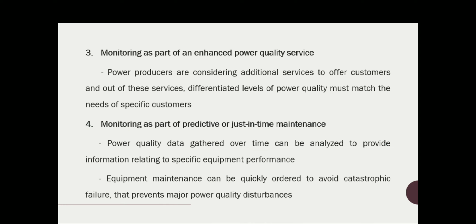Then the next one is monitoring as a part of predictive or just-in-time maintenance. Power quality data gathered over time can be analyzed to provide information relating to specific equipment performance. In this way, equipment maintenance can be quickly ordered to avoid catastrophic failure, thus preventing a major power quality disturbance, which ultimately will impact overall power quality performance. So maintenance is one of the objectives to reduce power quality issues.